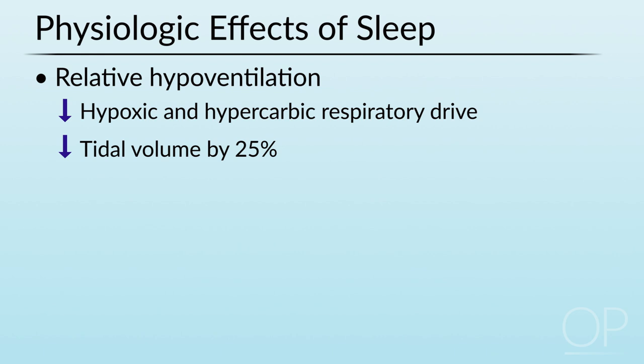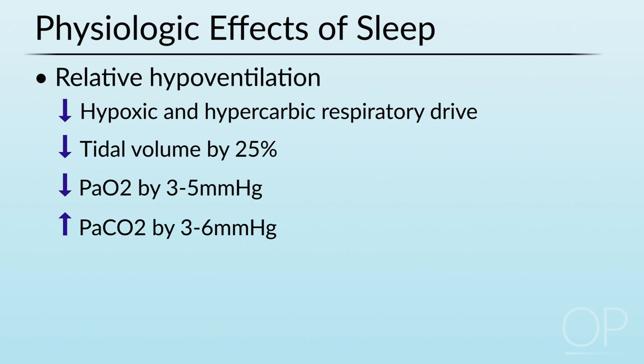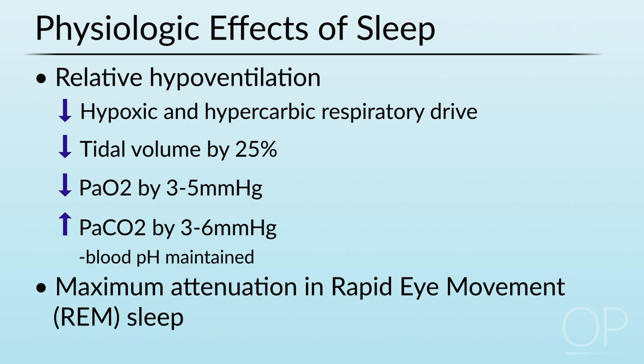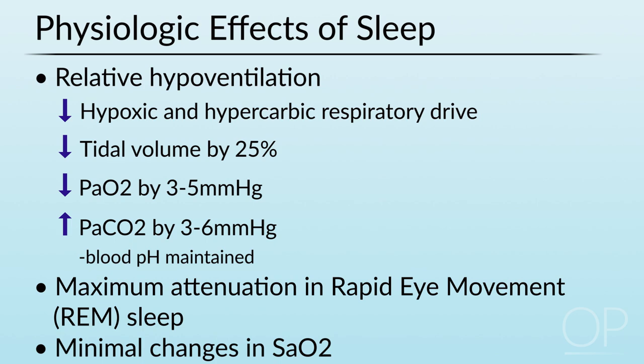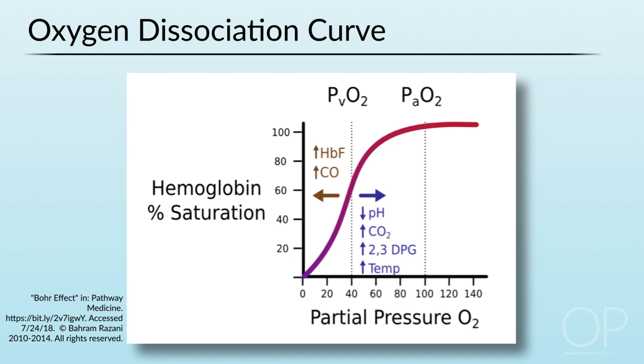Their partial pressure of oxygen in the blood goes down very minimally, by about 3 to 5 millimeters, and the carbon dioxide rises by about 3 to 6 millimeters of mercury. Hence, the pH of the blood is maintained with this change in PCO2. These changes are exemplified or accentuated in REM sleep. However, even though there is a drop in tidal volume and PaO2, there is no significant change in your saturation. If you look at the diagram, which is an oxygen dissociation curve, where partial pressure of oxygen is plotted against the oxygen saturation, you can see that on the flatter top part of the curve, with a drop in your partial pressure of oxygen, the saturation doesn't change much.